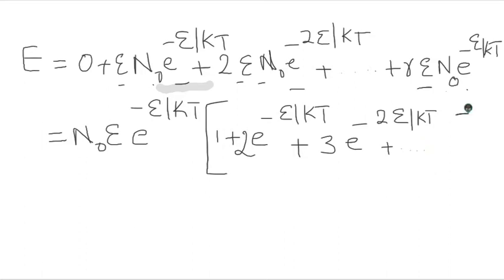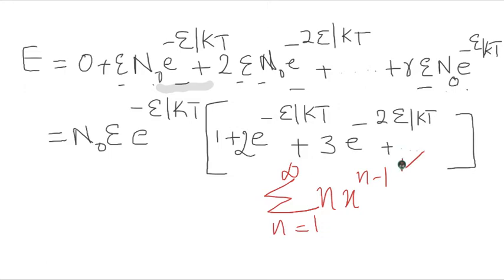So this is how we get the expression for energy, and this is also given by the summation n running from 1 to infinity n x raised to n minus 1. That bracketed term, and that expression is given by 1 by 1 minus x the whole square. So the expression inside this bracket follows this summation whose value is given by 1 by 1 minus x the whole square.